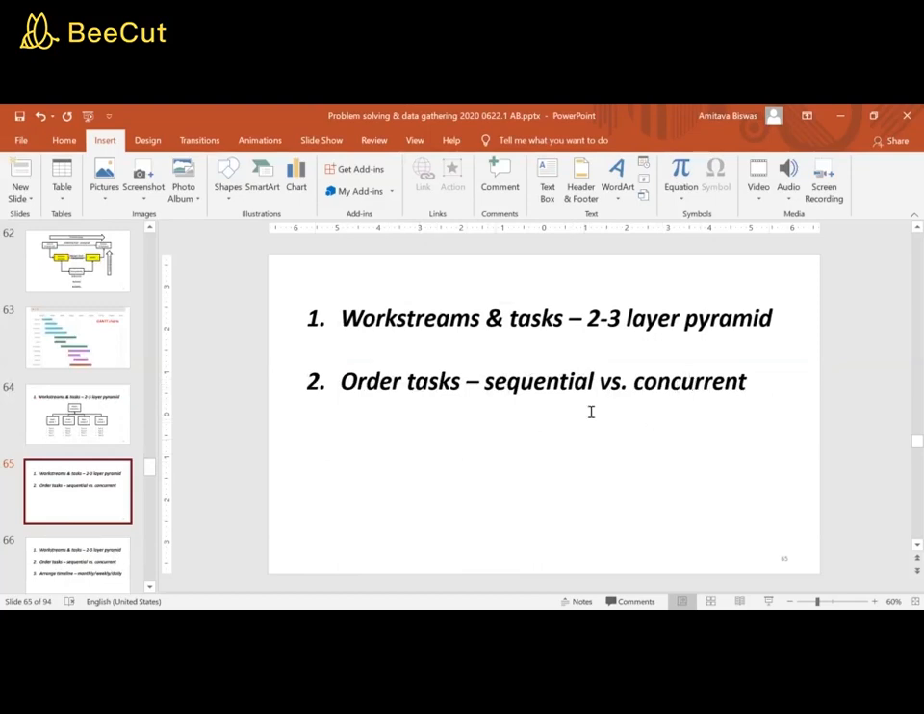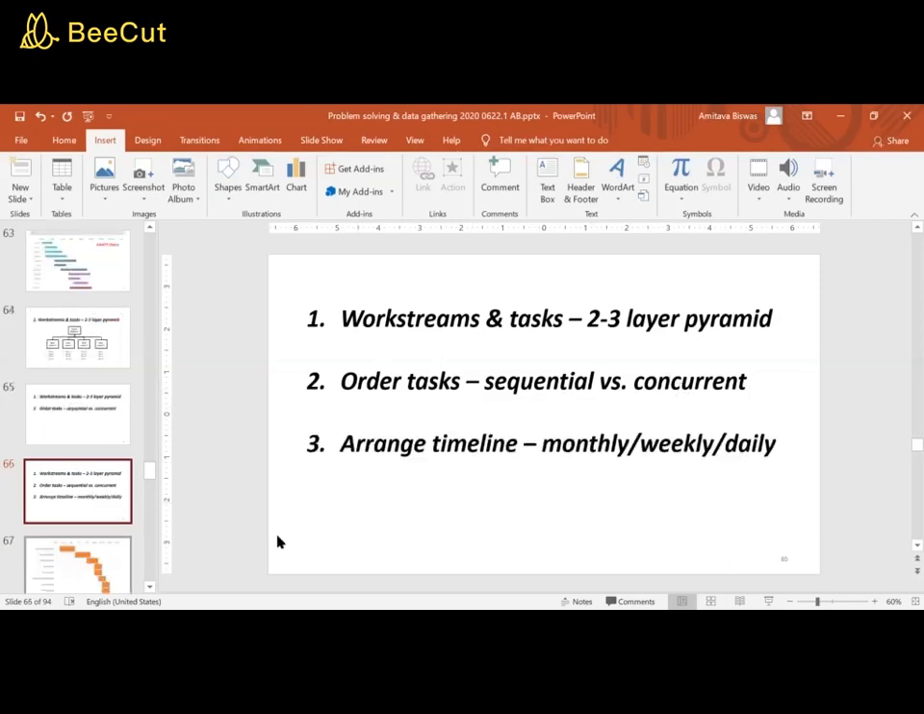You don't want to run an ad without having the content to send the ad to, right? So that's sequential, right? And what's concurrent? What can be done at the same time, right? And so that's some of the ordering, and then you arrange the timeline, right? So the timeline could be, okay, month by month, week by week, day by day.